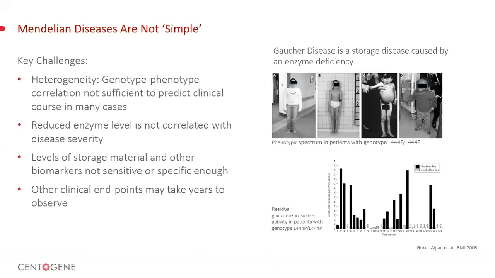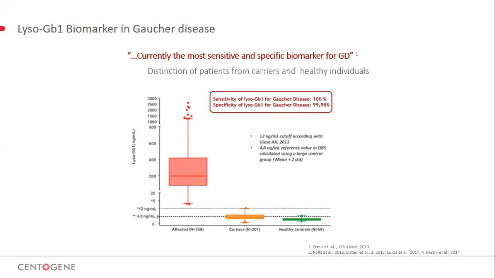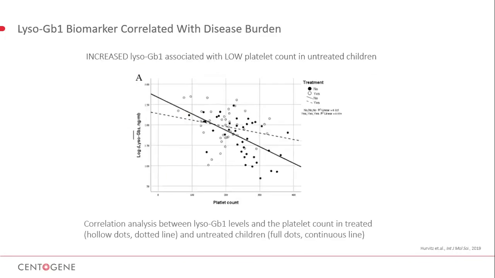Also, they do not give us the opportunity to follow up with the treatment and how efficient the intervention has been, or how the disease is progressing. So that's why new biomarkers are being developed. I want to put as an example lyso-Gb1, which is currently the most sensitive and specific biomarker for Gaucher disease. It has a diagnostic utility as it lets us distinguish between affected individuals, carriers, and healthy individuals. Also, levels of lyso-Gb1 correlate with the disease burden.